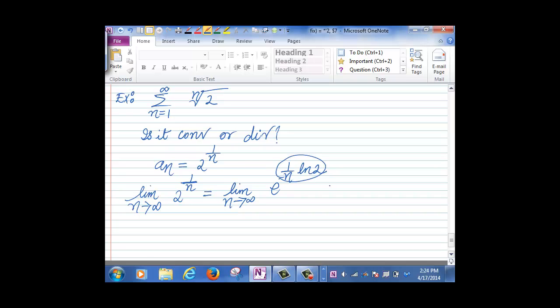Obviously, the limit of the exponent is 0. So you do get what you said, 1. Okay? So notice that 1 is not 0, right? Any question on that? 1 is not 0.